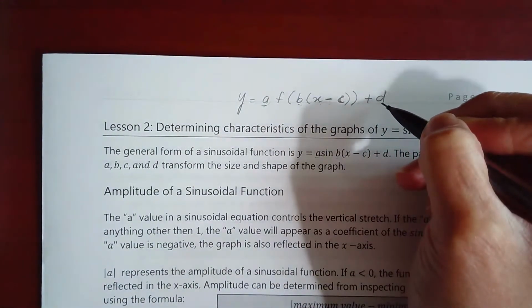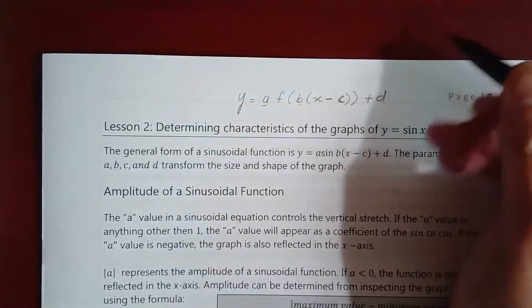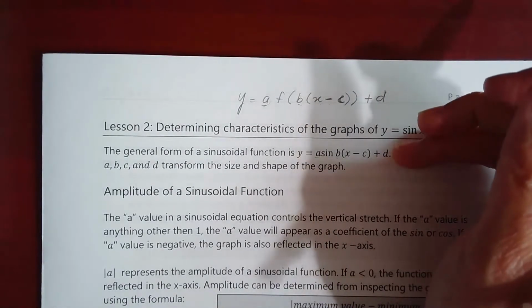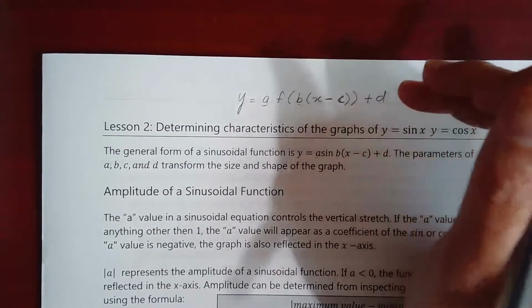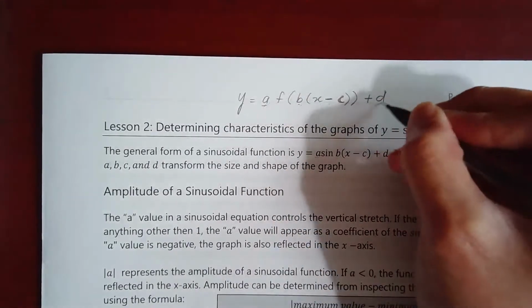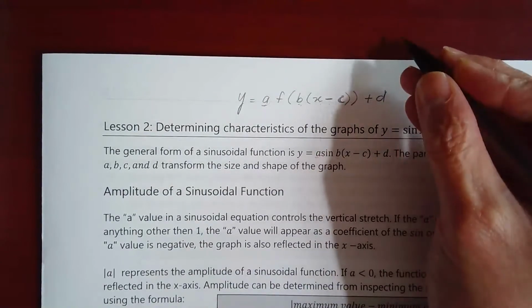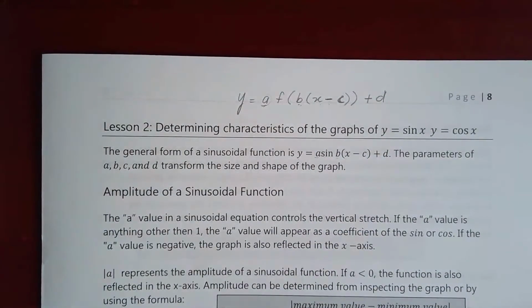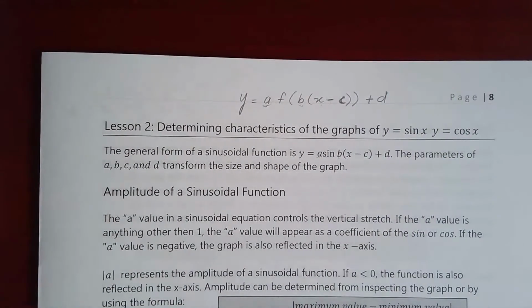Plus d. When we talked about transformations, we said d is a vertical shift. You see this is a plus. If d is positive, it will be up. And if d is negative, the graph will be shifted down.